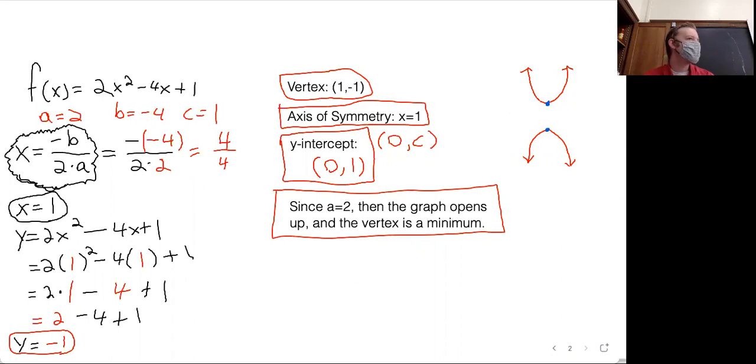Questions on this? Things that aren't making sense? Y'all feel like you're ready to try one of these out on your own? All right.